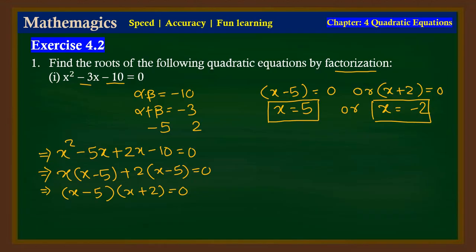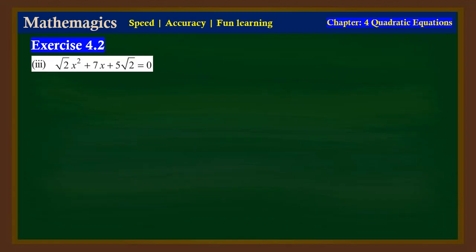So dear friends, I hope you have understood factorization. Some more questions are there in the NCERT that you should try to do, and now I am taking a little odd question. Here the question is given: root 2 x square plus 7x plus 5 root 2 is equal to 0. So obviously there is involvement of the root here. That's why, my dear students, you may get a little difficulty here, so that's why I'm taking it.